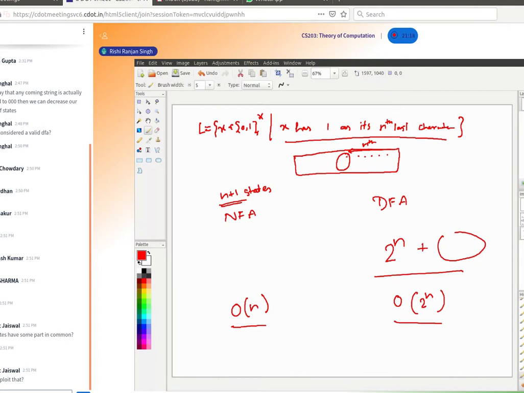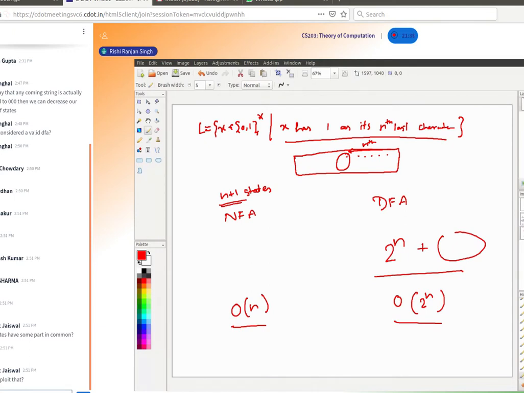Okay, good. So Shashwat has asked a very nice question: all the states have some part in common. Can we exploit that to reduce the number of states? That's an interesting concept to think about. But I think the majority goes with no, so the right answer is no.